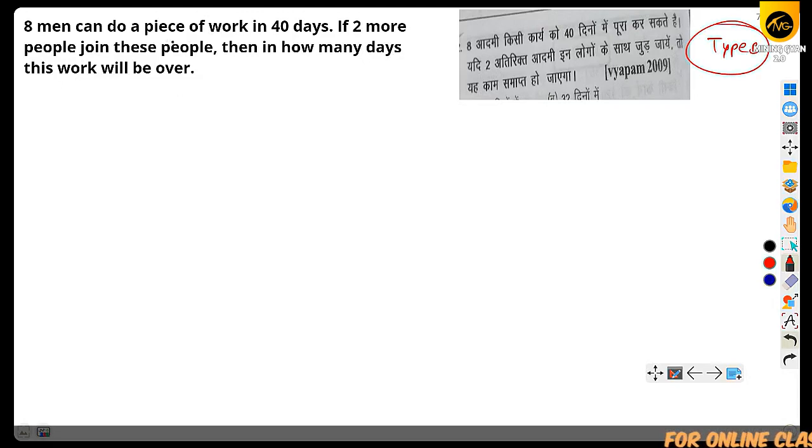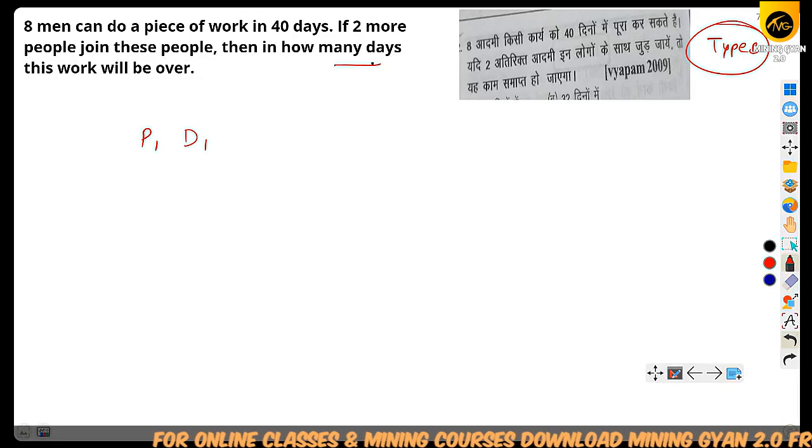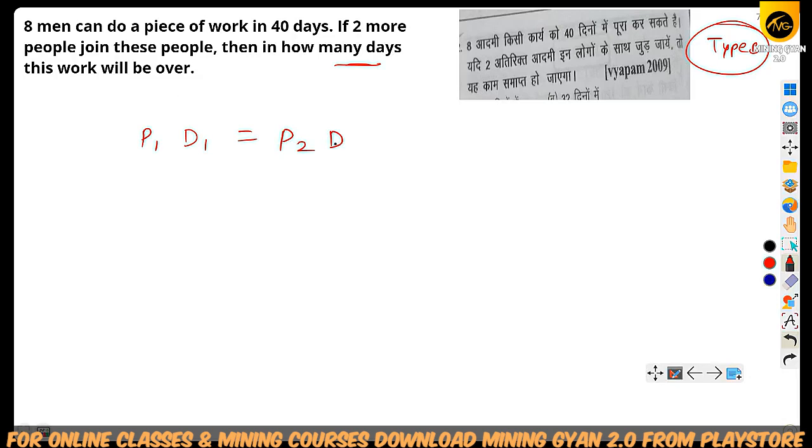Okay, 8 men can do a piece of work in 40 days. So we have to use the person and number of days, so P1 and D1. If 2 more people join these people, then in how many days will this work be over? So again, P2 and D2.